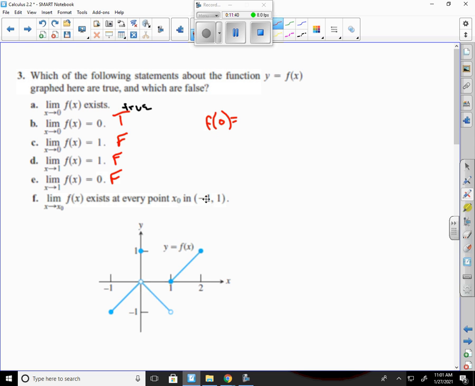And the limit of f of x exists at every point x naught in this interval. Well, if I'm doing from -1 to 1, that would be true, because it's always going to some point here. Like if I pick a random x and say, as it approaches x from this direction, and from that direction, do they go to the same point? Yeah, they go to this point in the center. And this is not including 1 or -1, so this would be true.